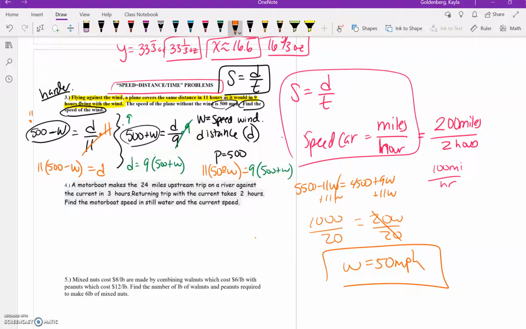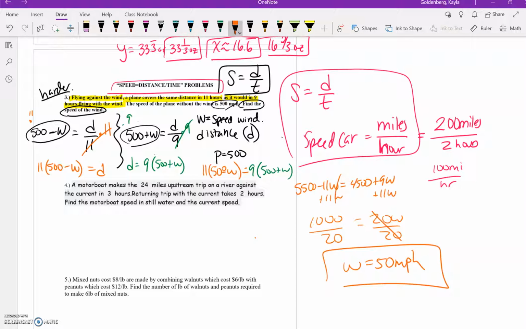So the wind is actually not very fast in this case. It's mainly the plane, which is 500 miles per hour. And then if I was going with the wind, 500 plus 50 would get me to a speed of 550 miles per hour. Compared to if I was against it, would be 450.